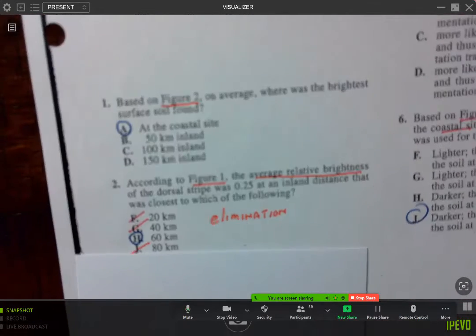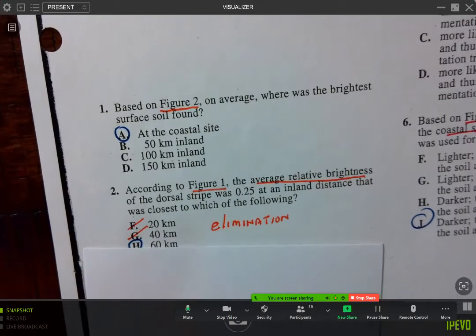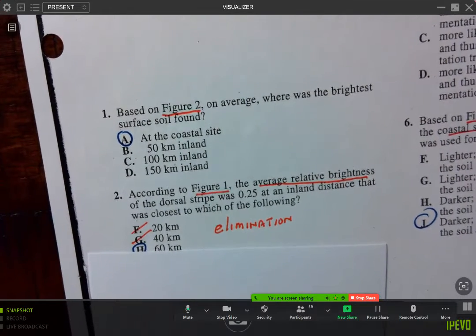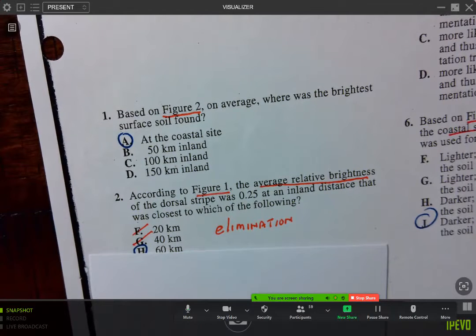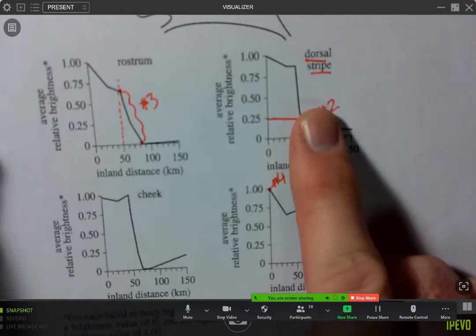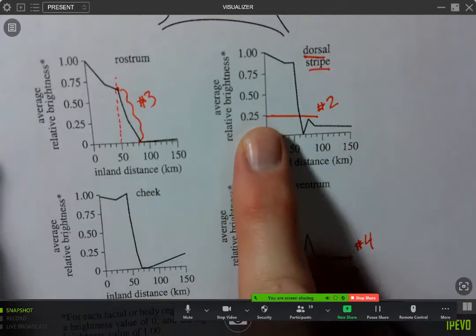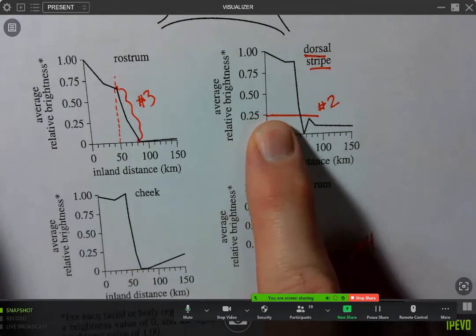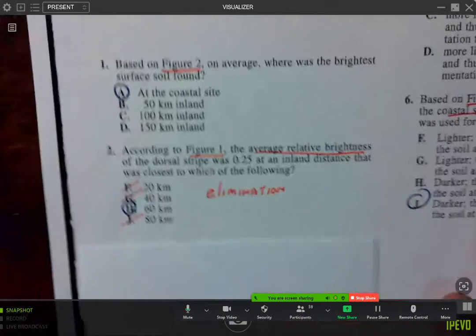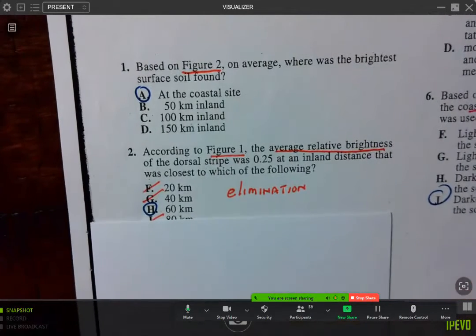Question number 2 says, according to figure 1, so now we're going to look at figure 1, the average relative brightness of the dorsal stripe, so I have to make sure I'm looking at the dorsal stripe, was 0.25 at an inland distance closest to what? So I go to 0.25 and find where that crosses the axis. It looks like it's just a bit over 60, so I'm going to pick 60. That's the best possible answer we have there. It may not be the exact answer, but it's the best one we can see.